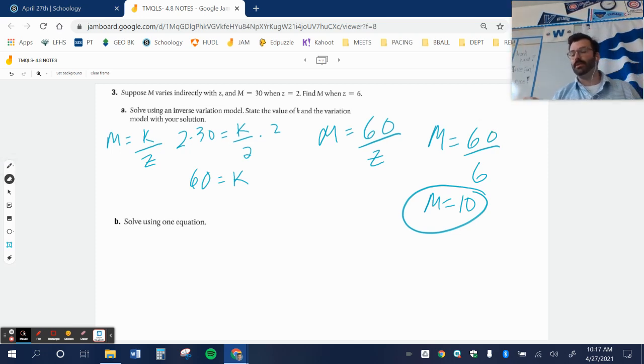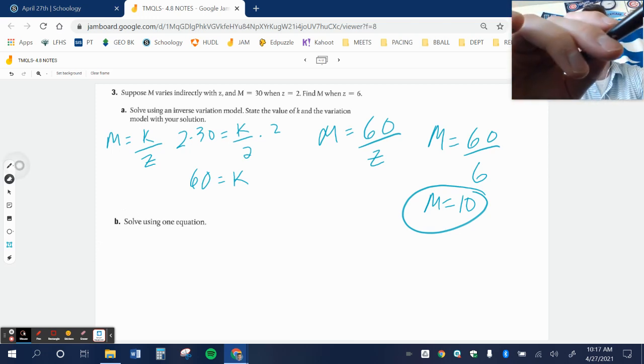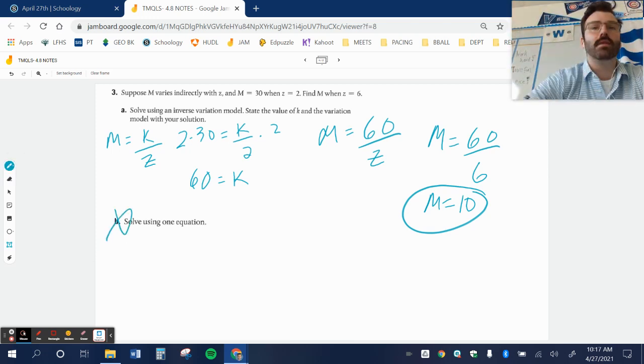The second part says solve using one equation. That would be really long. That'd be using the proportions. We didn't really do that, so I don't want to do that here. So we're going to skip part B. All right, we're just going to stick to this way.